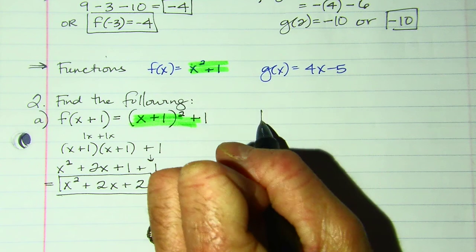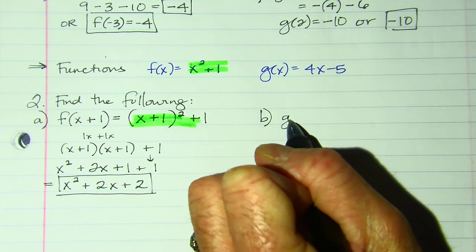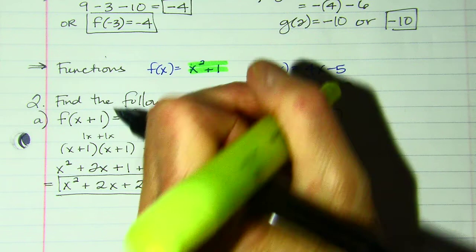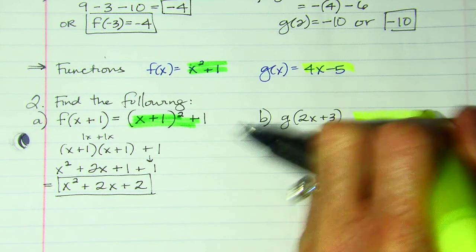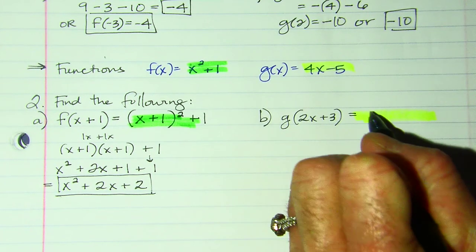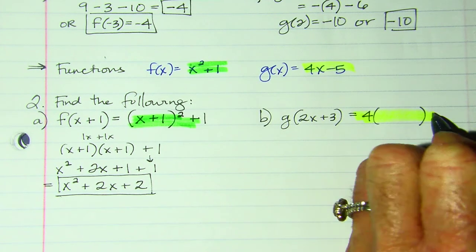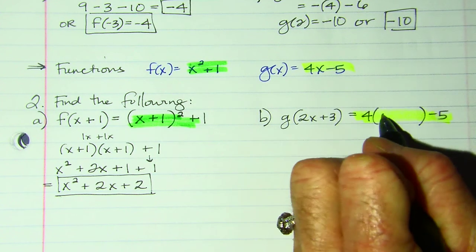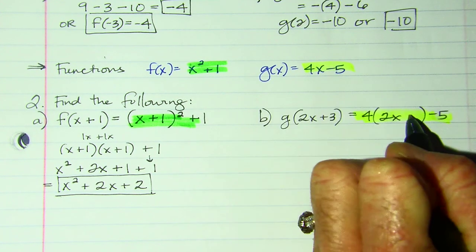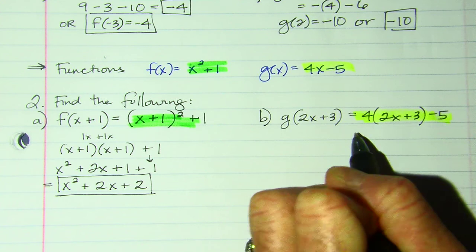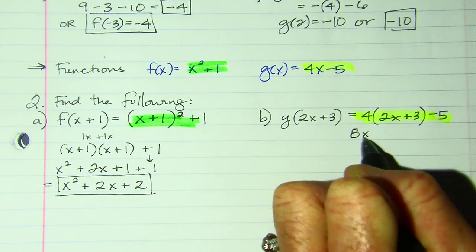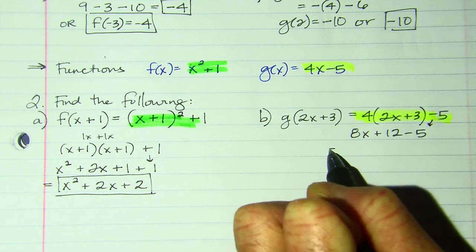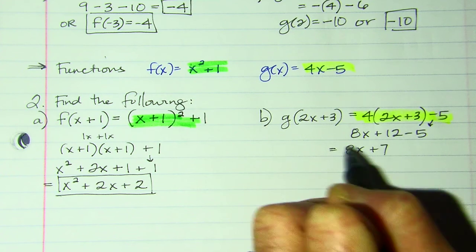Okay, part B, find g at 2x plus 3. So I'm using this function here, and I'm substituting the 2x plus 3 in for where x was. I'm going to distribute the 4. That gives me 8x plus 12, and I'm going to bring down the minus 5. And so my answer is 8x plus 7.